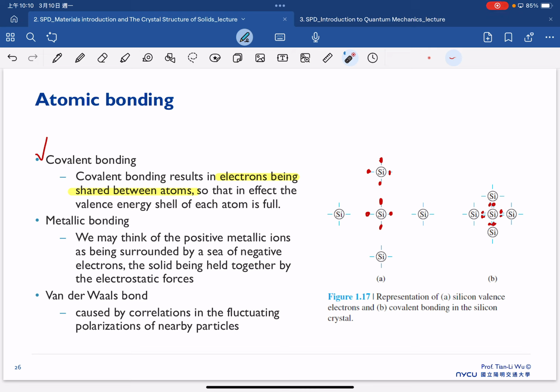So the idea is that inside the metal, we can still consider there are certain ions here, but we have a huge amount of negative electrons. The negative electrons can be surrounded by the positive metallic ions here. And the last one is the van der Waals bond. This is caused by correlation in the polarization nearby the particles. So that's the definition of the van der Waals bond.